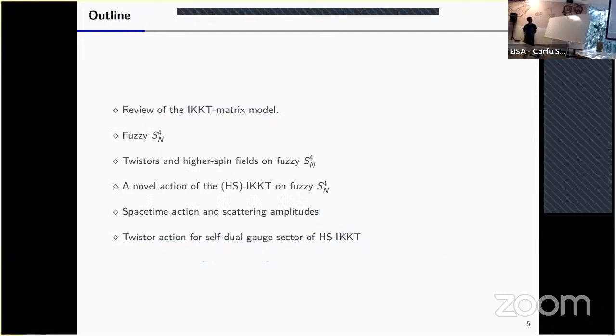Okay, so that's for the motivation, and this is the outline of my talk. If you have any urgent questions, please ask me. I can continue. Okay, so no.